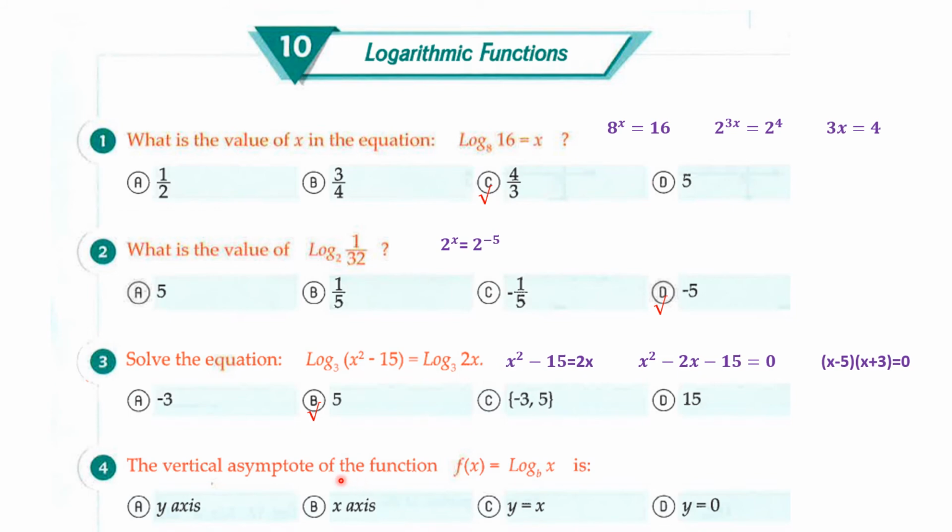The vertical asymptote of the function f of x equals log base b of x. The graphs of both logarithmic decay and logarithmic growth have a vertical asymptote at x equals 0, or basically the y-axis.